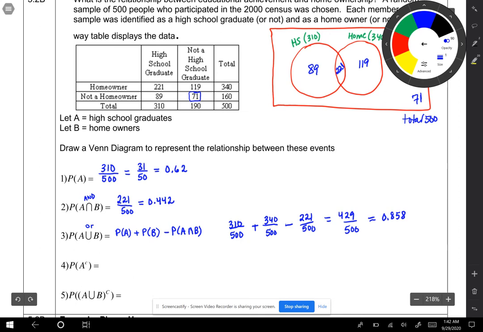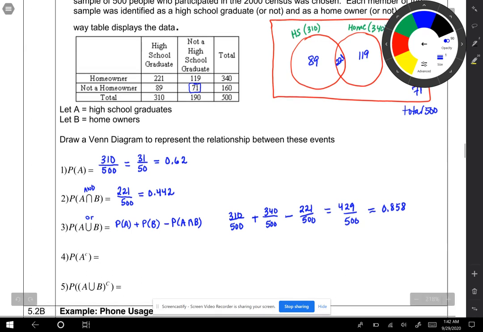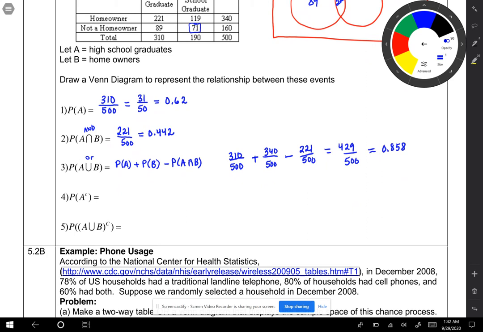On one of your worksheets, I do ask you to either put your answer in simplest form as a reduced fraction or round to 3 decimal places. Okay, the next one is what's the probability that it's not A. The easiest way to do it is 1 minus the probability that it is A. And so that'd be 1 minus 0.62 from our first example. So that'd be 0.38.